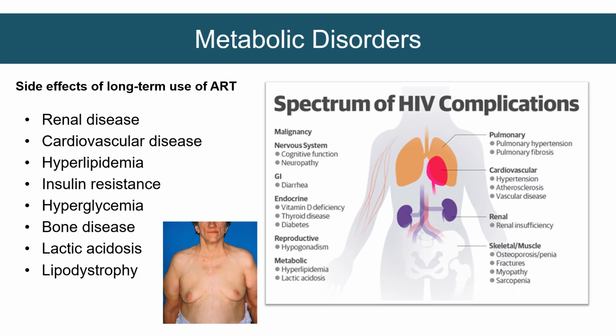So these are some of the long-term effects of patients that are taking ART. Again, we expect this to happen, and this is going to pretty much affect the whole body: kidney problems, heart problems, hyperlipidemia, insulin resistance, hyperglycemia, bone disease, acidosis, and lipodystrophy. That is where the fat kind of redistributes in places that it not normally is. So a lot of side effects.